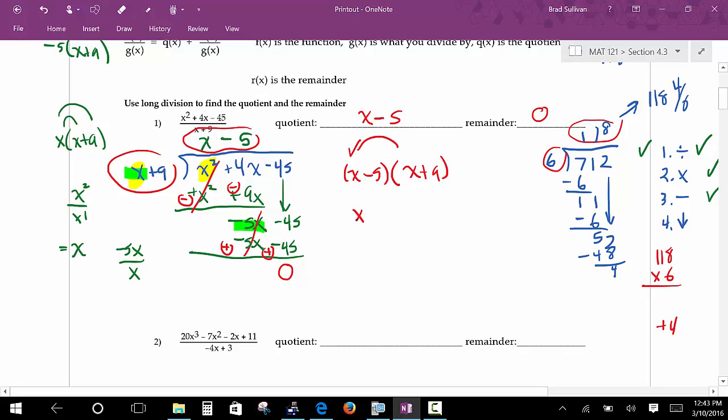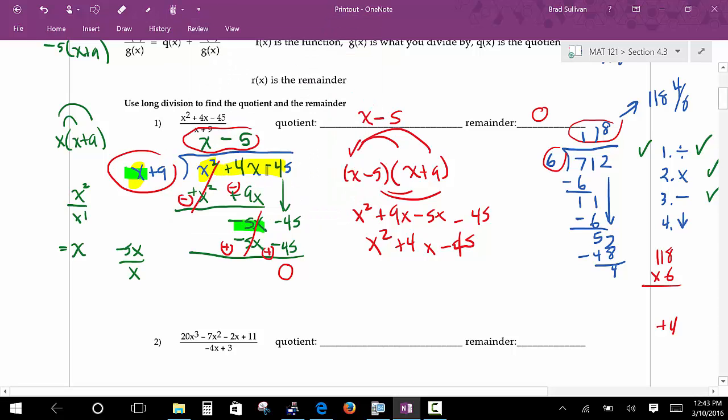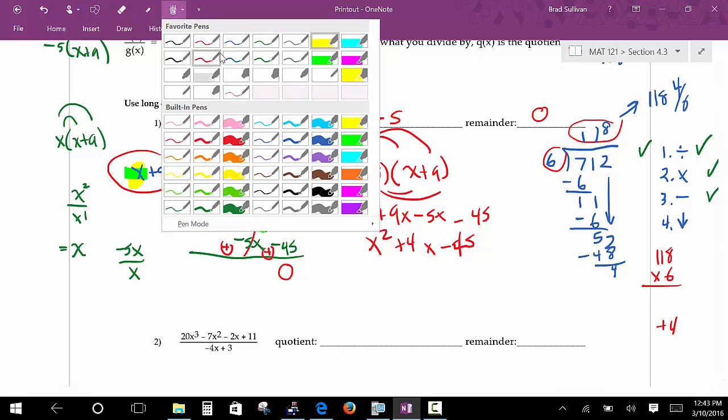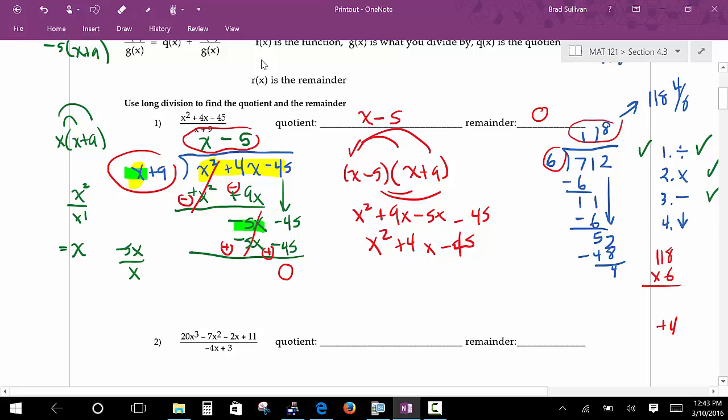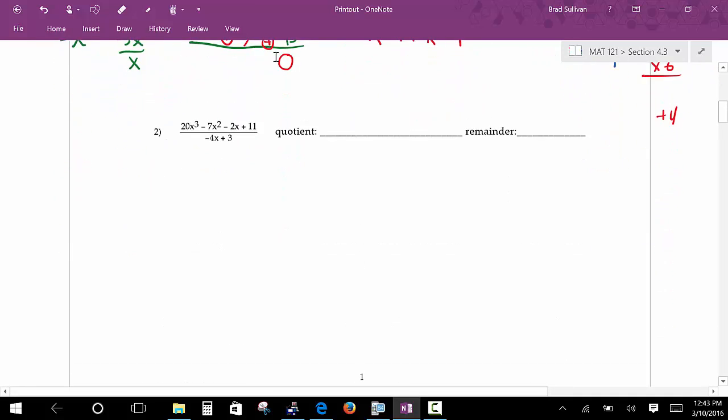If you FOIL that, you're going to get x squared plus 9x minus 5x minus 45, so that's going to give x squared plus 4x minus 45, and notice that that matches what it's supposed to match up with. So it's right. You can tell you're right when you divide polynomials, always, pretty much. Now you're not going to do a lot of long division. You're going to do a lot of synthetic division in this class. So let's go on and do one more of these.